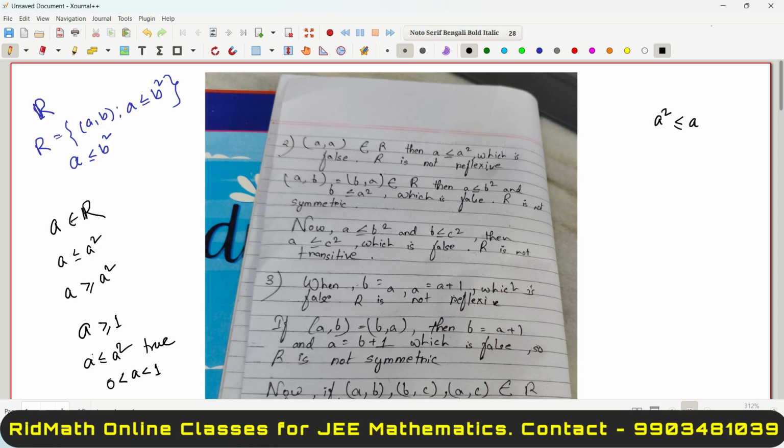So there is an a. You should write: let a be less than 1 and greater than 0. For this, a square is less than or equal to a. That means not for all a belonging to the real numbers, (a, a) belongs to the relation R. That means R is not reflexive.